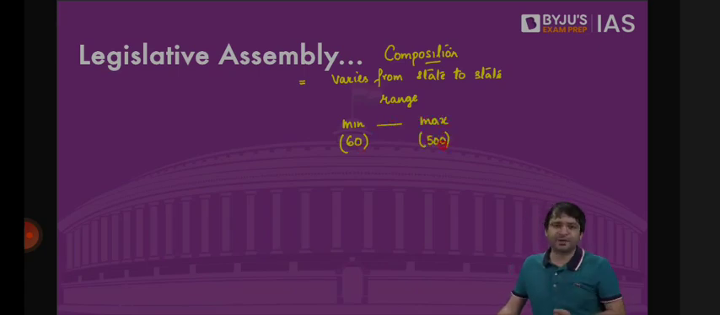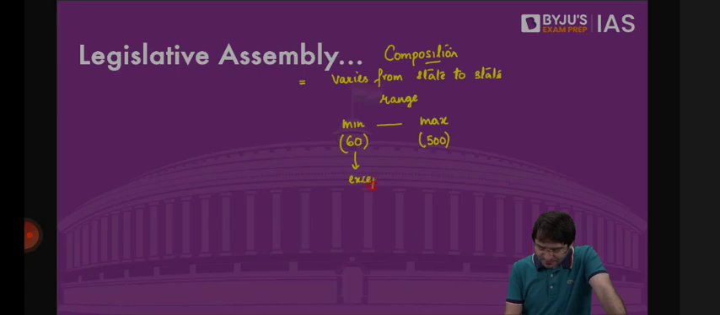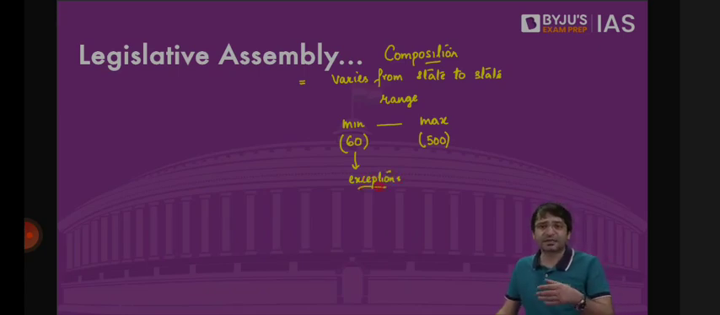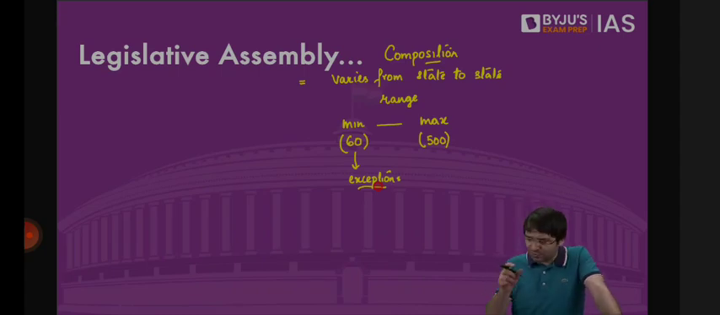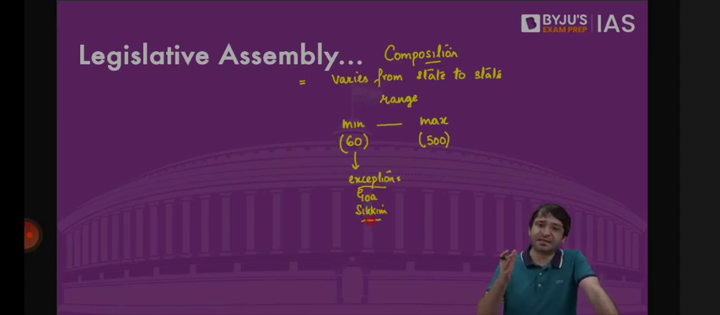We have UP, for example, with 403 seats. We have Karnataka, for example, with 229 seats. So it varies from state to state. But even here, there are exceptions. There are some states, for example, Goa, states such as Sikkim, the smaller states. These are the states where we have less than 60 MLAs as well. So although Constitution has prescribed a range that minimum we should have 60 MLAs, maximum you can go up to is 500, there are some states where we have exceptions. Goa, Sikkim, for example, where we have less than 60 MLAs.